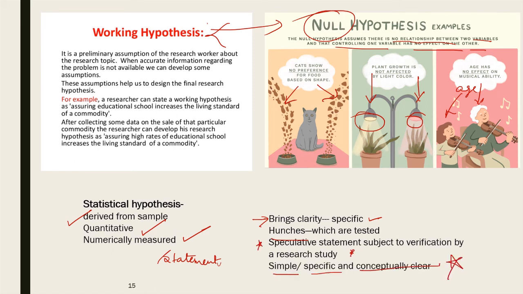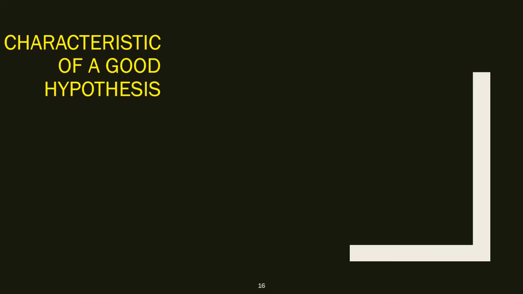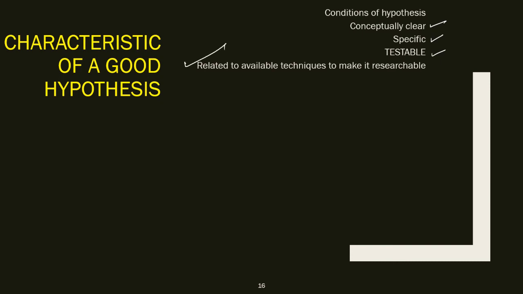Characteristics of a good hypothesis. A good hypothesis should be conceptually clear. It should be specific. It should be testable. It should be related to available techniques to make it researchable. Then it should be logically consistent. It should be objective in nature. It should be very, very simple. And you don't have to prove your hypothesis to be correct. Okay, it's a starting point.